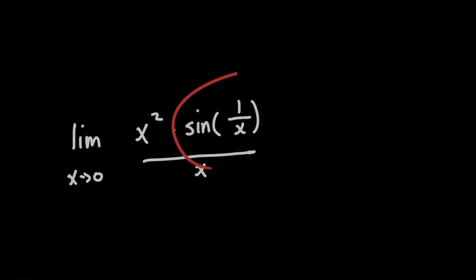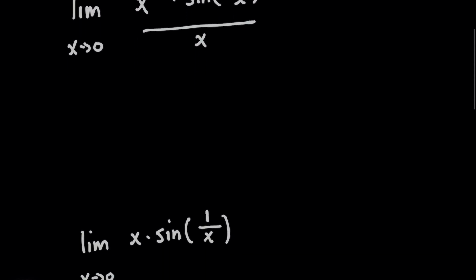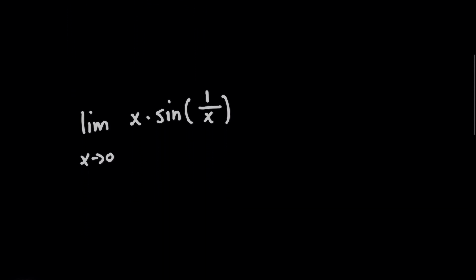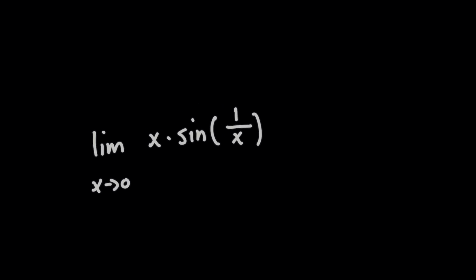This sine of 1 over x term is going to trap many of you who are trying to use the L'Hopital's rule here, but let's go ahead and use squeeze theorem to solve this like ninjas. I'm going to start by canceling an x from the top and the bottom, and you might be wondering, is that even allowed? Because what if I divide by 0?